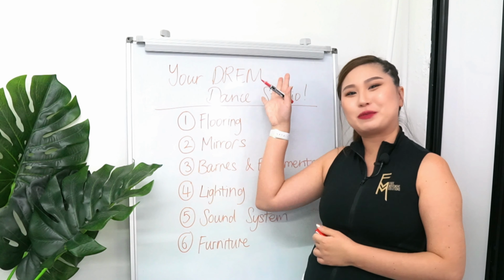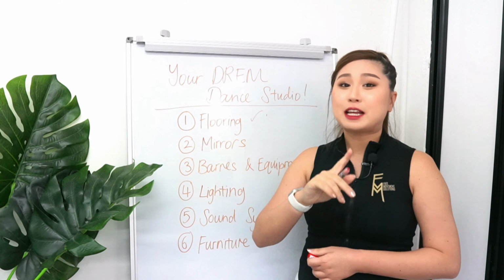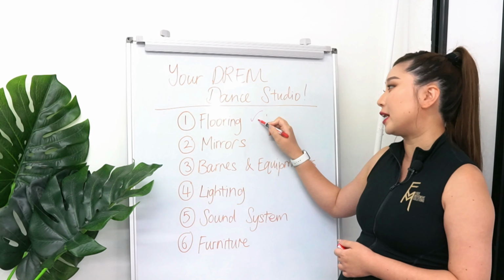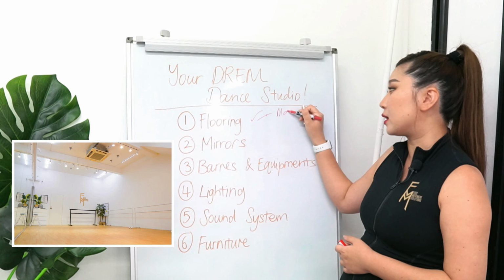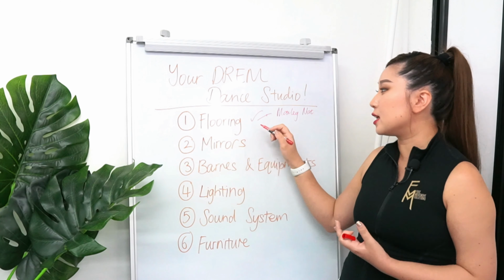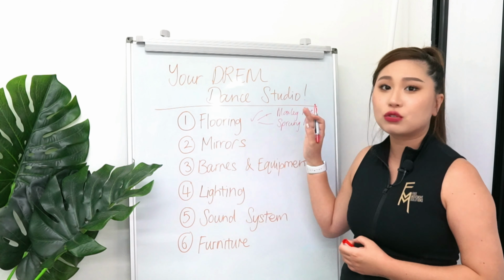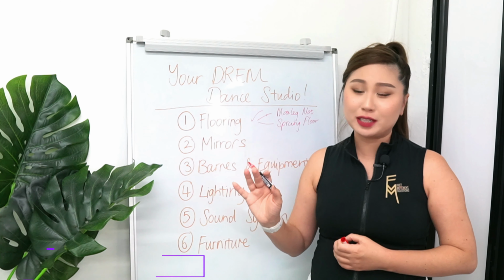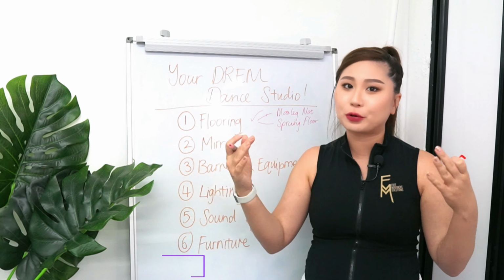So in building your dream dance studio, of course, the first thing you're going to need is your flooring. Now, flooring is really important. You're going to mainly have a few different things. So first thing is you're going to need a Marley dance mat. Another thing to consider is you might consider a sprung floor. So these 2 are what we have over here at Free Movement, and yes, you can actually just get it from us, or if you need installation here in Singapore, we can do it as well.